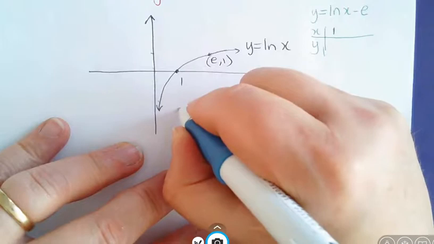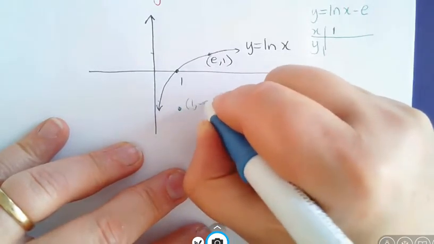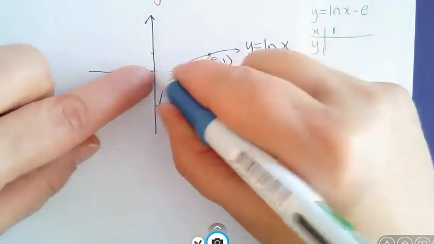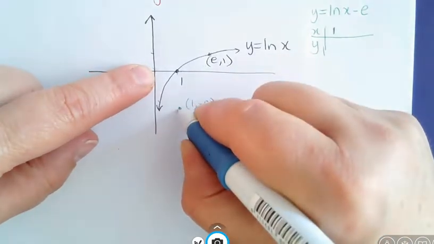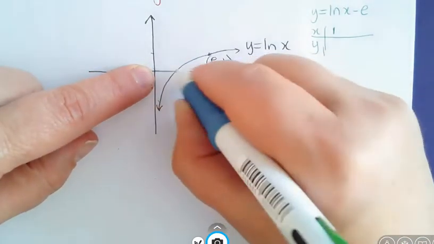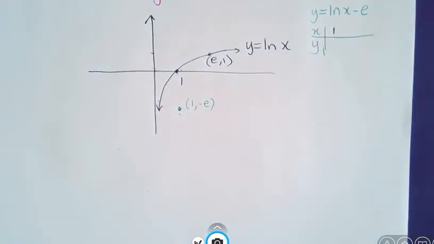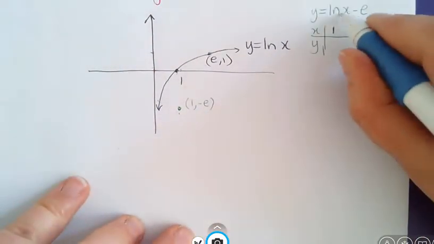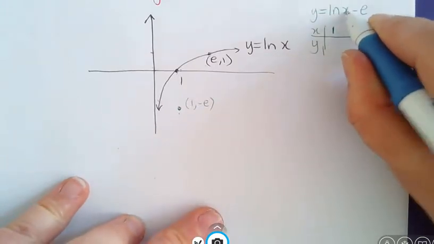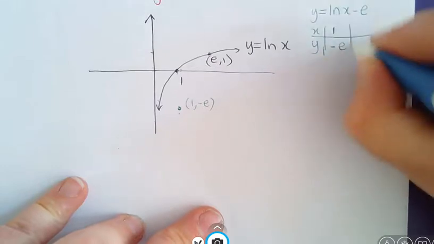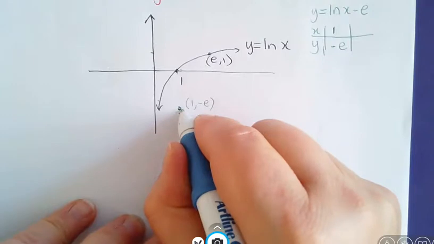Yeah, e units down, so it'll be at negative e. This is now 1, negative e. Because, look, this is 1, 0. Then I go 1, shift this point down e units. This is the point 1 across, e units down. So I'm shifting down e units. When x is 1, what's ln 1? 0 minus e. So when x is 1, y is negative e. So that's the point 1, negative e.